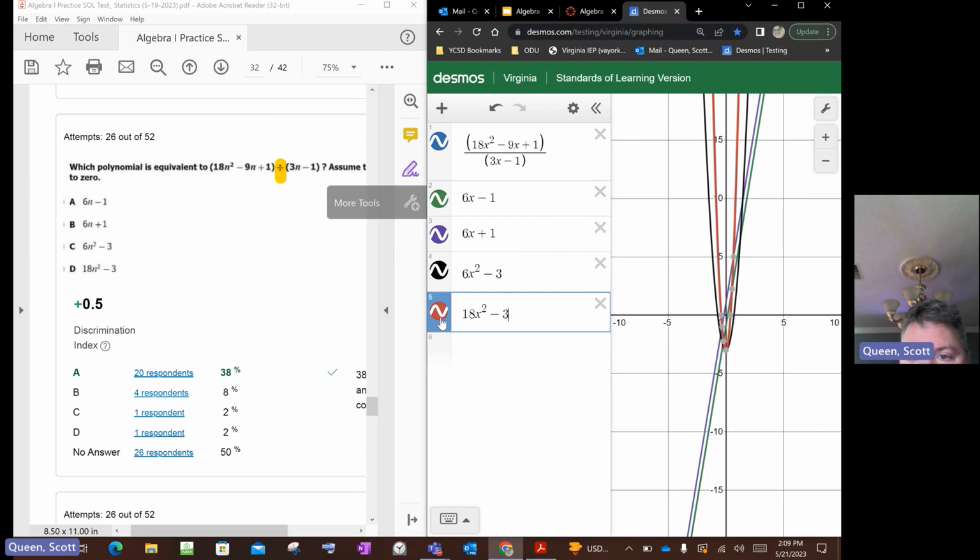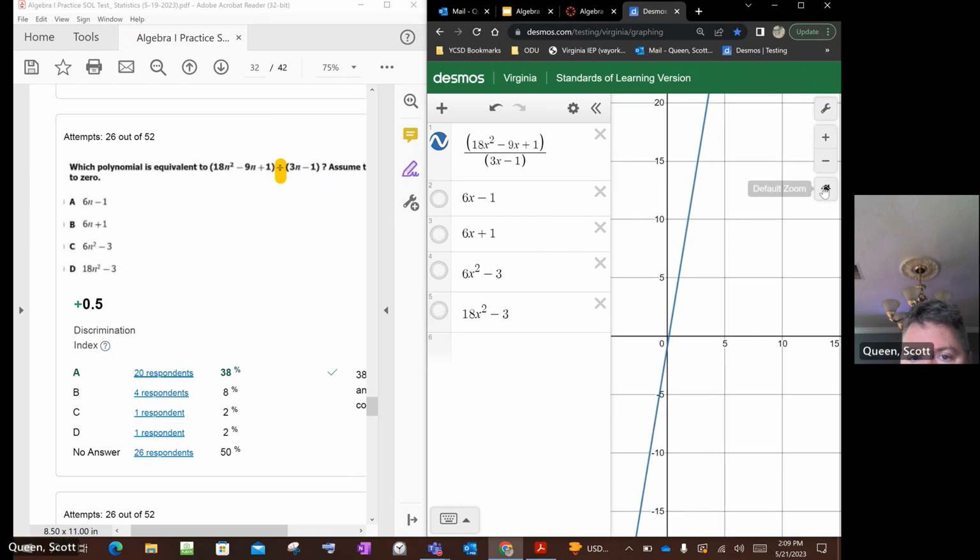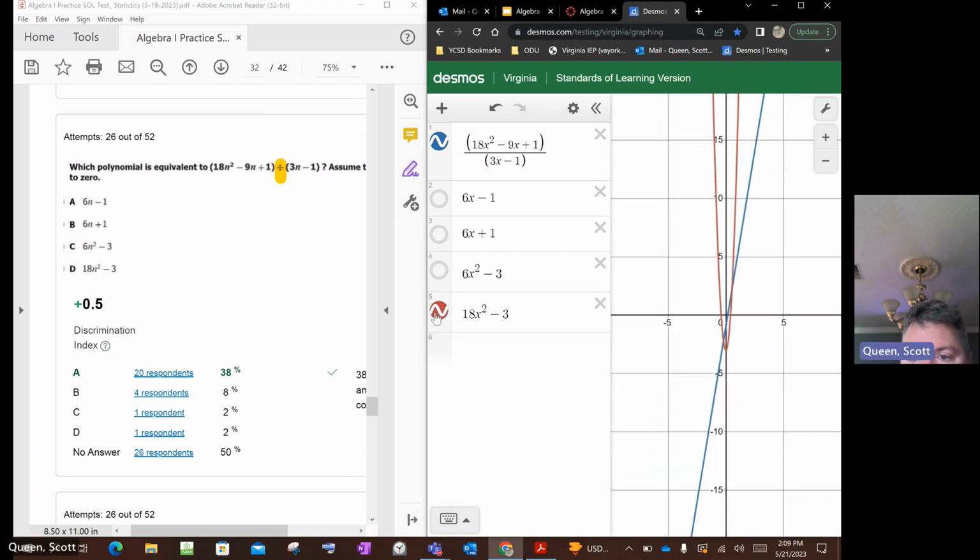All right, so let's clean this up a little bit. Let's start with D. Clearly not a match. C, not a match. B, close, but not a match. A, there it is, folks. There's my answer right there.